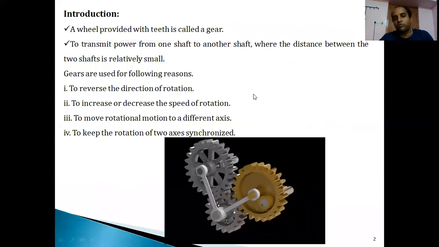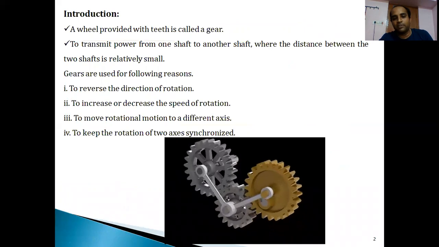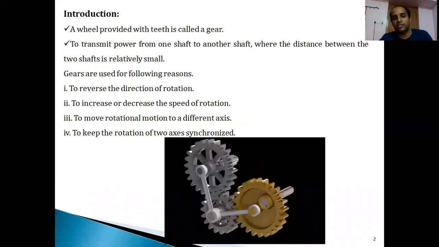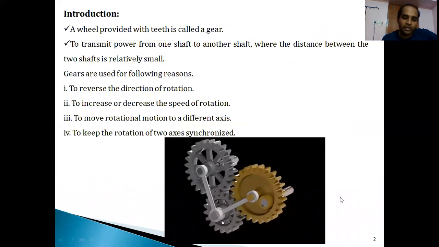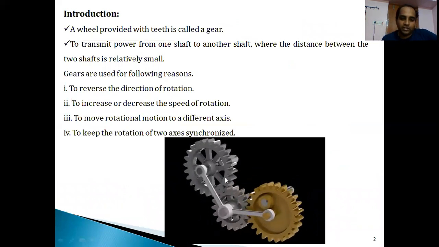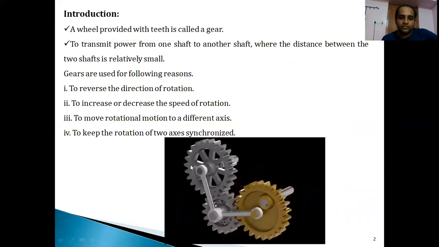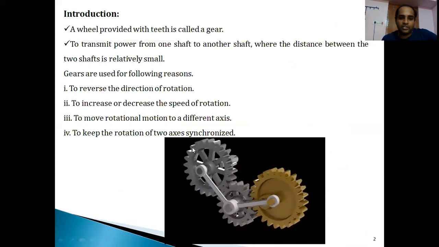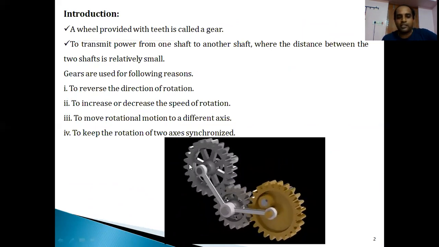So basically, what is a gear? If you observe, a gear is a wheel, circular in shape, which is provided with teeth on its circular surface. If a wheel is provided with teeth, it is known as a gear. So why have these teeth been provided?